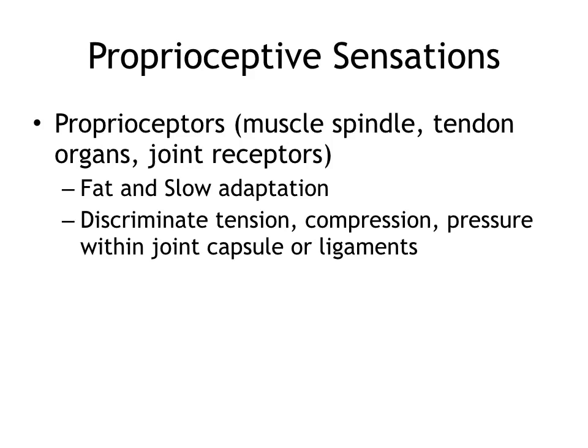Let's take a look at the various types of proprioceptive signals that we're going to get. Proprioceptors are going to be predominantly muscle spindles, tendon organs, and then joint receptors. There's a combination of fast adapters and slow adapters. They're going to allow us to discriminate tension and compression within the muscle and within the surrounding ligaments and tendons of the articulations, so that we're able to figure out where exactly in space our limbs happen to be without having to look specifically at the limbs.